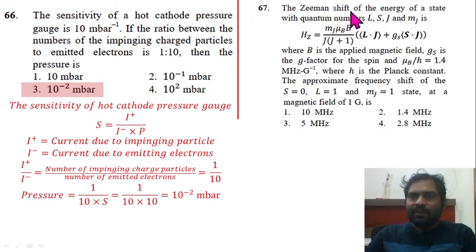The Zeeman shift of the energy of a state with quantum number L, S, J and Mj is this, where B is the applied magnetic field, Gs is the g factor, Lande g factor for the spin, and mu B by h equal to 1.4 megahertz Gauss inverse, where h is the Planck constant. The approximate frequency shift of the S equal to 0, L equal to 1 and Mj equal to 1 state at a magnetic field of 1 Gauss is?